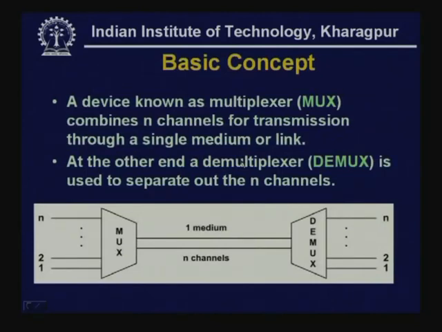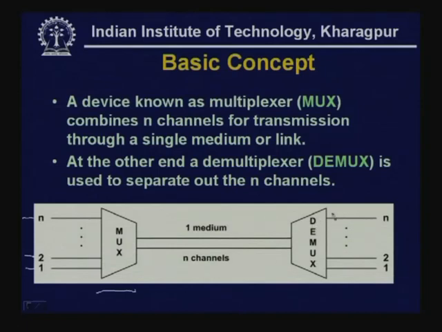Let us see what is the basic concept of multiplexing. What we do, we use a device known as multiplexer, which combines signals coming from n channels. Here you are getting signals from n channels 1, 2 up to n. Signals coming from n channels are combined together and sent through one medium. As you can see, you have got only one medium, and so signals coming from n channels are combined to send through a single medium, and at the other end there is a demultiplexer, and the demultiplexer is performing the reverse operation.